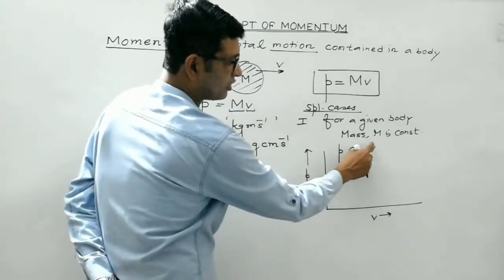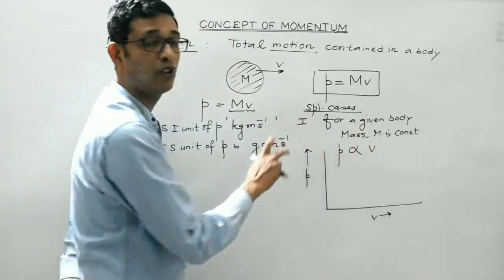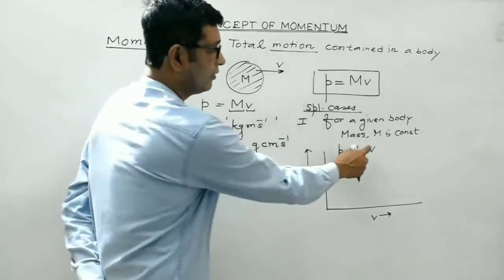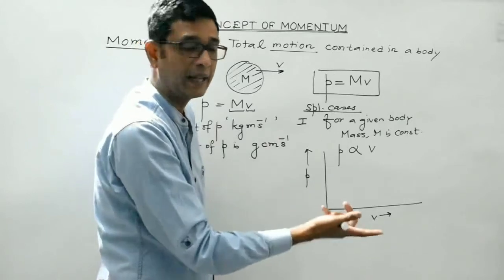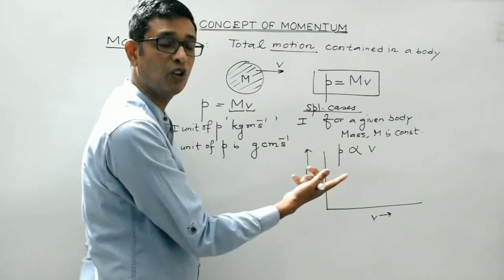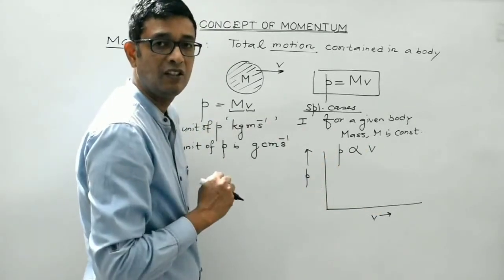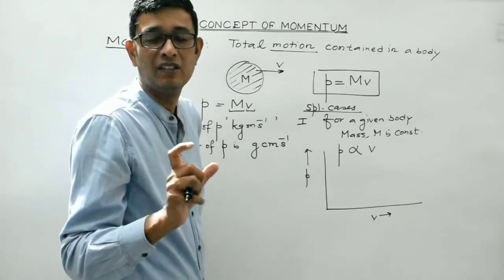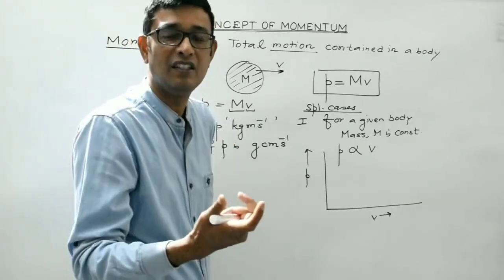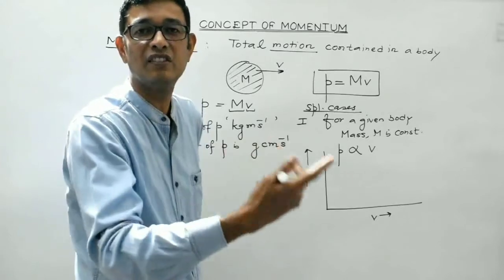So, in case velocity is made twice, the momentum of the body will also become twice. If the velocity of the body is made 3 times, the momentum of that particular body will also become 3 times. So, for a given body, the momentum increases linearly with the increase in its speed.